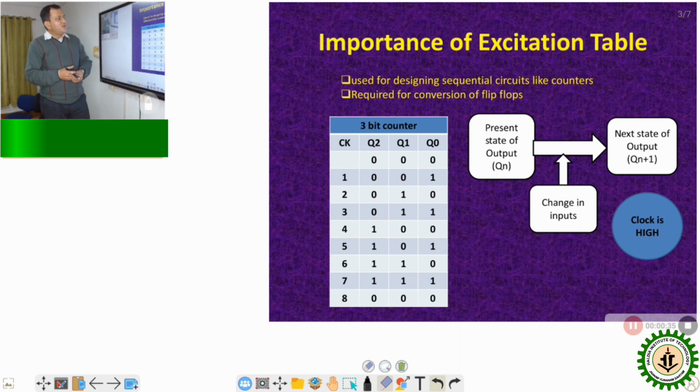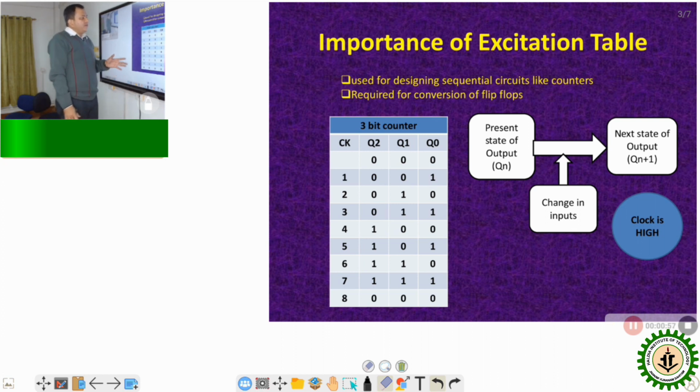Now, popularly, what students do is they simply memorize the table, but there is no need to memorize the excitation table for any flip-flop. Simply, we can determine or make the excitation table if we know the truth table of a particular flip-flop.